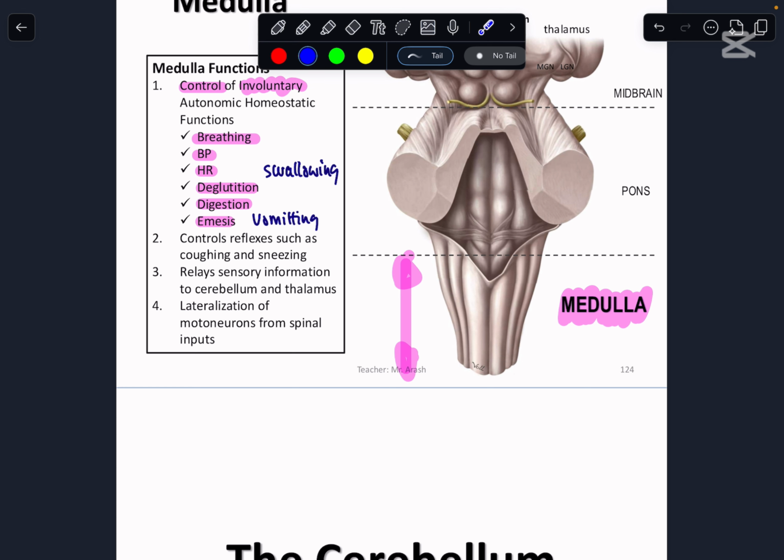Okay, so it does have to do with controlling reflexes such as coughing and sneezing. It also has to do with relaying sensory information, and finally lateralization of the motor neurons from the spinal cord input. Okay, so number 4 is important.